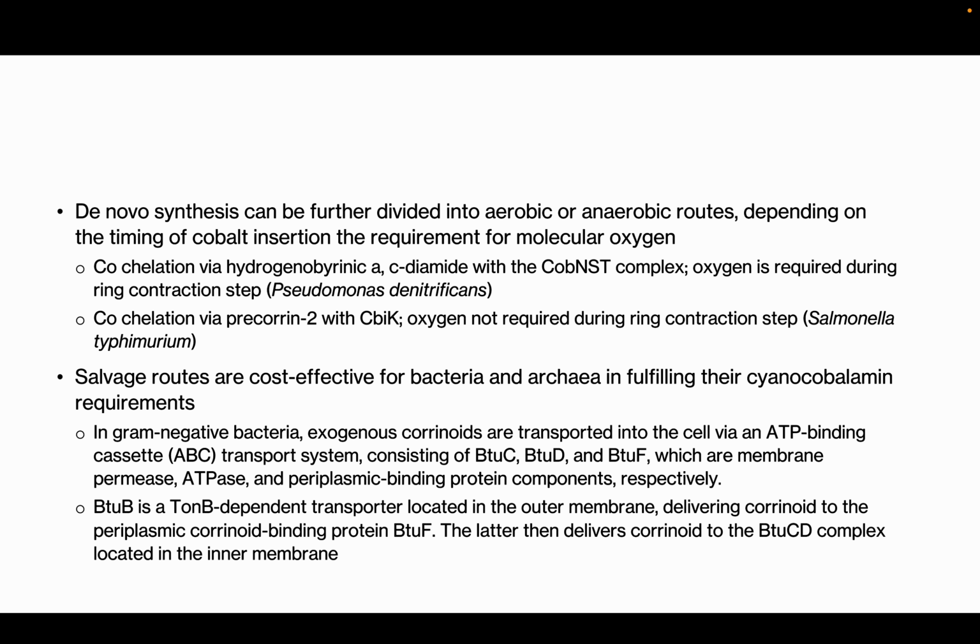Then BtuB is a TonB-dependent transporter on the outer membrane of gram-negative bacteria. It delivers the corinoid first to the periplasmic space, received by the protein BtuF. Then the latter will deliver it to the BtuCD complex located in the inner membrane before it can finally go inside the cytoplasm of the gram-negative bacteria.